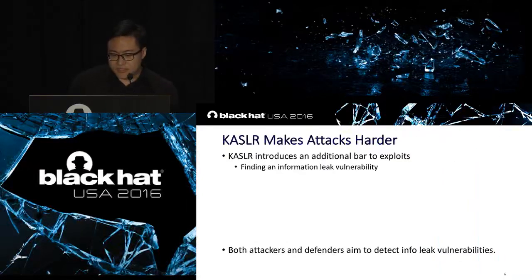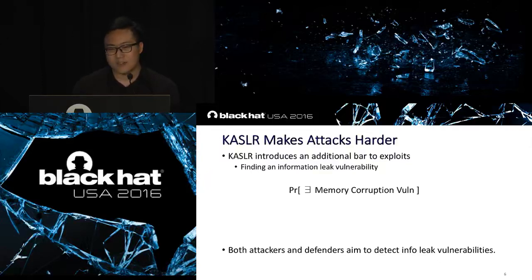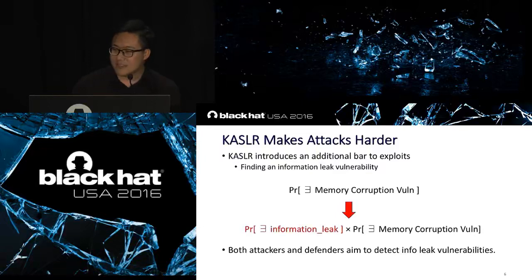As shown in those examples, kernel ASLR introduces an additional bar to exploits. Without kernel ASLR, attackers are only required to find a memory corruption vulnerability and then exploit it. But now, they first need to find an information leak vulnerability to get the address value correctly. Then they can succeed with the exploit. In short, attackers are now seeking information leak vulnerabilities for a successful memory corruption exploit.